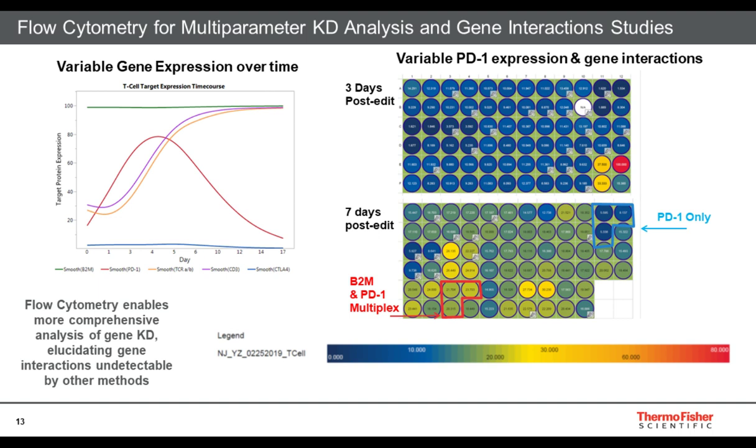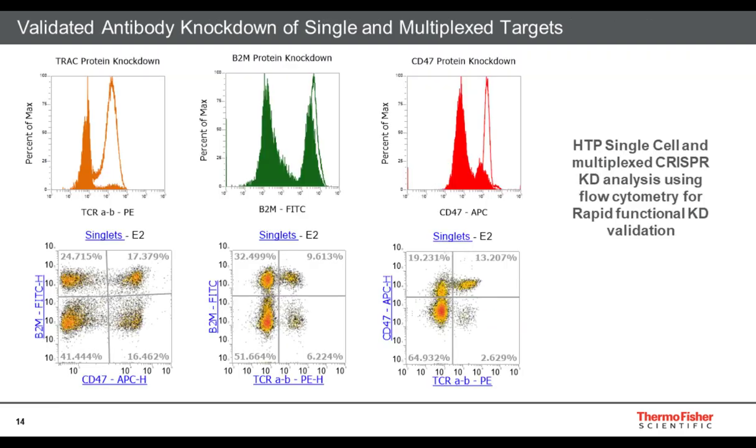So, flow cytometry can give you that extra level of power to look at your gene interactions. And this wasn't something, for example, that I was anticipating or looking for. It was really important to know that my expression was not going to exactly correlate with my knockdown because of this gene interaction. So flow cytometry allows us to have a more comprehensive analysis of gene knockdown and really elucidate these gene interactions that you wouldn't be able to detect easily using other methods.